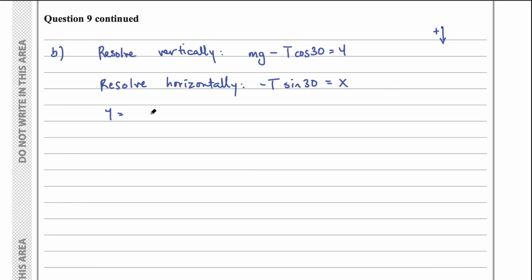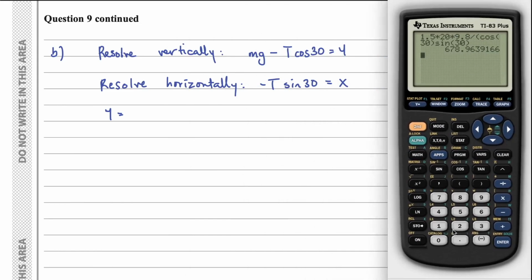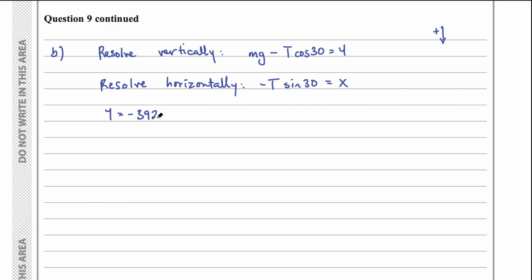So Y is going to equal mg take T cosine 30. Let's work that out first. So we'll have m, which was 20, times 9.8, take T, which we worked out from the previous calculation. Let's just put the answer in, multiplied by cosine 30, and this equals negative 392 newtons. And remember, we said the forces going clockwise were positive, so this would be upwards. So we do have a net vertical force pulling the rod up.